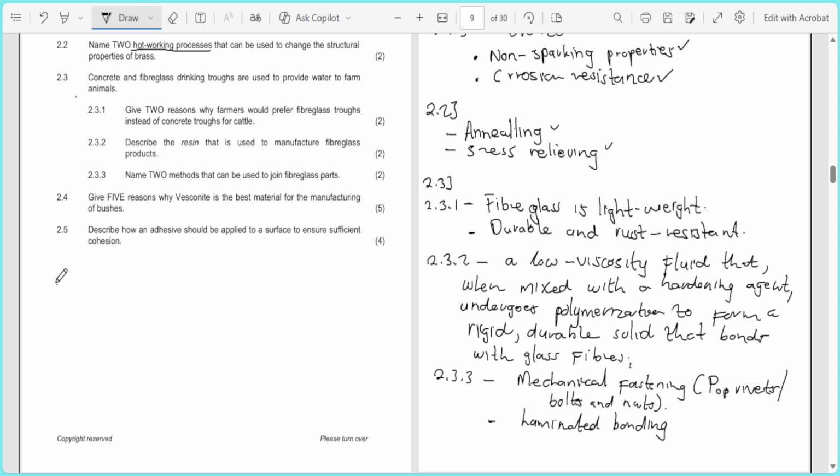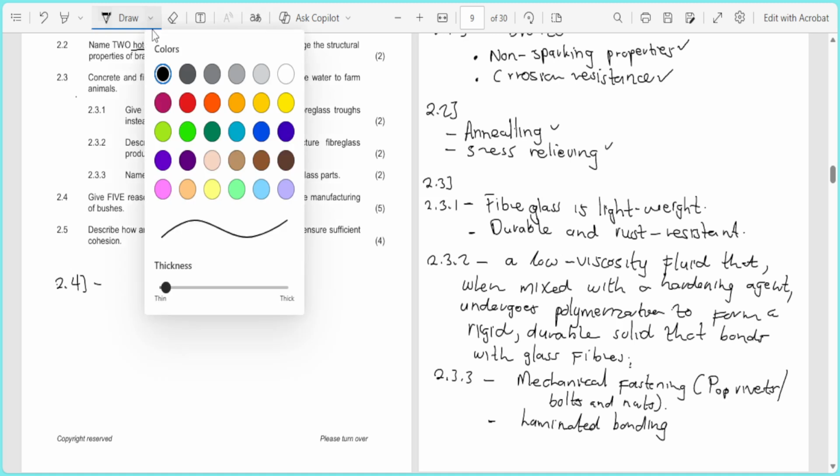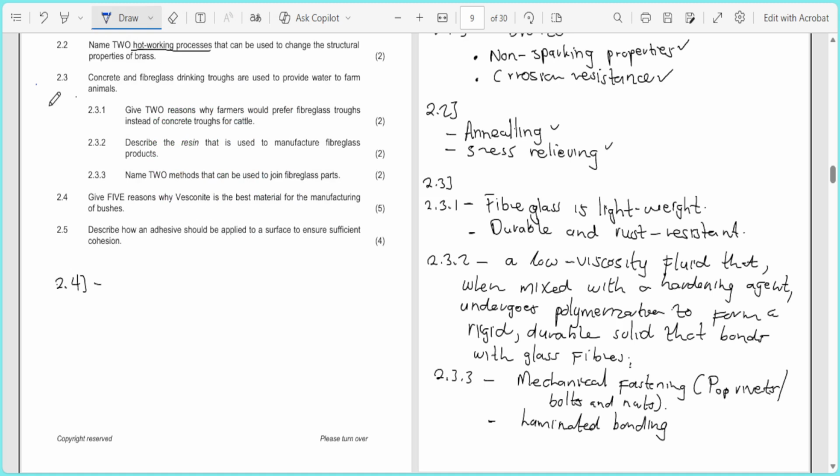2.4. Let me try writing this side, maybe it won't flash as much. Okay, so give 5 reasons why Vesconite is the best material for the manufacturing of bushes. Let's change the color of our pen, perhaps blue this time. All right, so point number 1 is self-lubricating.